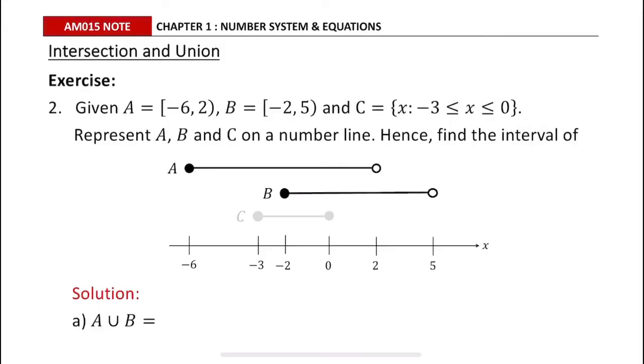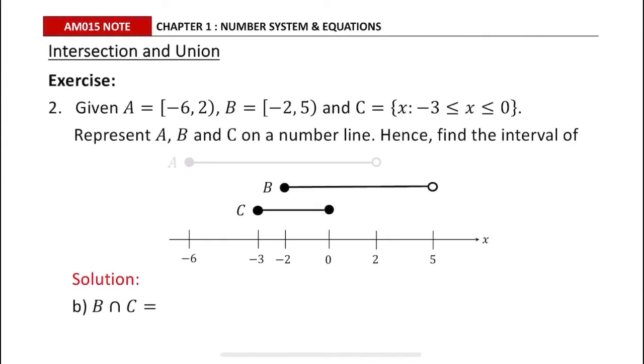Based on the number line before, we can directly answer all questions A until C. And please take note that your answer must be in interval form. For question A, we want to find the union of A and B. So you just ignore the interval C. From the diagram, we can see clearly that the answer is a semi-open interval from -6 to 5, where it is closed at -6 and open at 5. Question B is the intersection between B and C, so ignore the interval A. The intersection is a closed interval from -2 to 0.